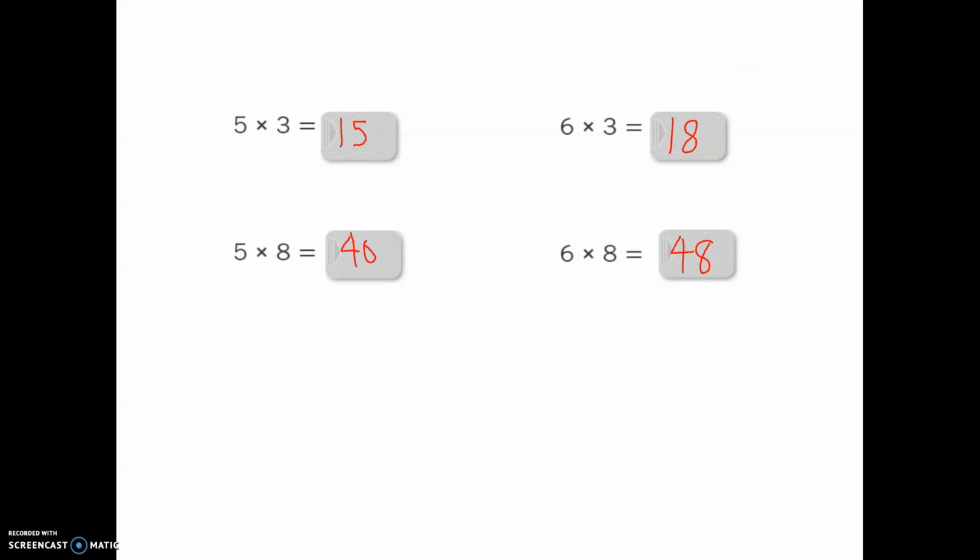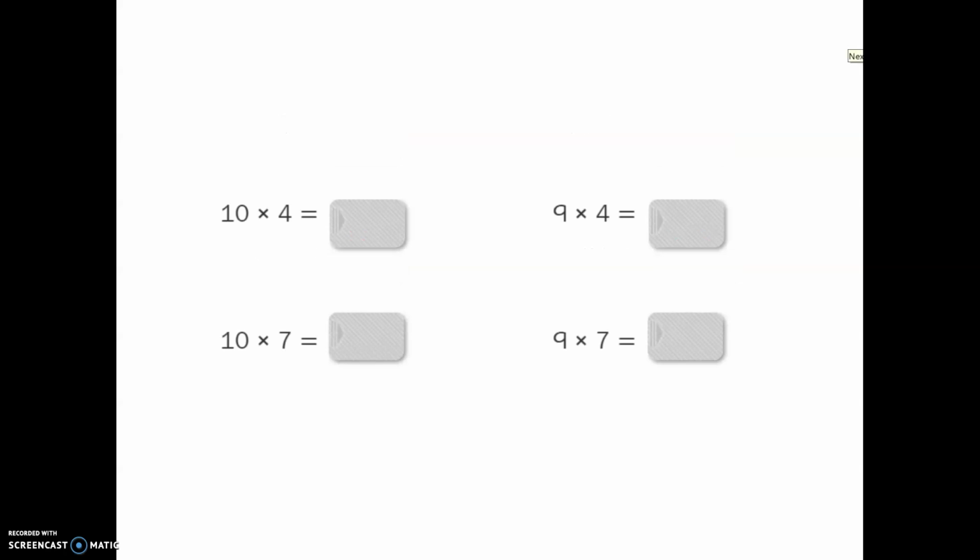Okay, and one more. 10 times 4, 10 times 7. 9 times 4, 9 times 7. I'm going to keep talking while you're working on figuring these out, because I want you to think about 2 words that we talked about last week, or 2 weeks ago actually. And we talked about a helper fact. So a helper fact is a fact that you might know, like 10 times 4 is 40. And it can be used to help another fact, 9 times 4.